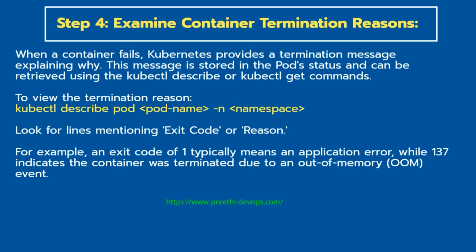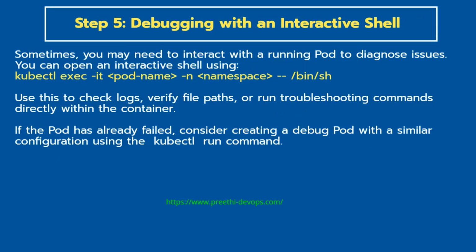For example, an exit code of 1 typically means an application error, while 137 indicates the container was terminated due to an out-of-memory event. Step 5. Debugging with an interactive shell.